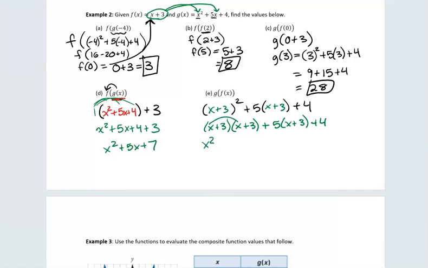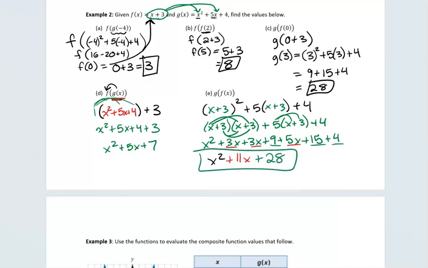So it's x times x, which is x squared. 3x is 3x, and 3 times 3 is 9. Now we distribute that 5, so you have 5x, 5 times 3 is 15, plus 4. Now we combine like terms. So we have 1x squared. We have our x's here. So 3 plus 3 plus 5 is 11x. And then 9 plus 15 plus 4 is 28. So that is the answer.